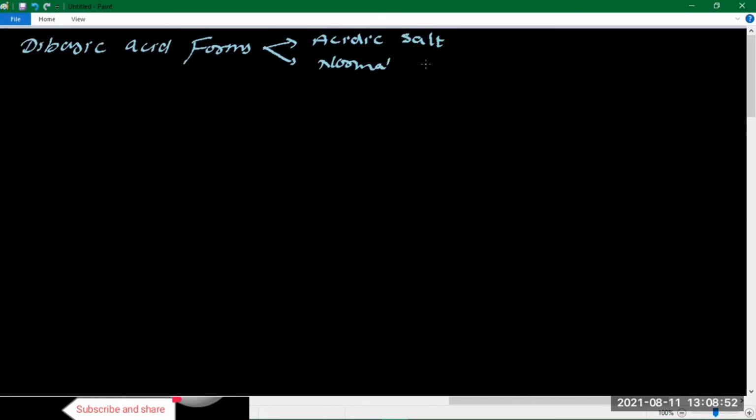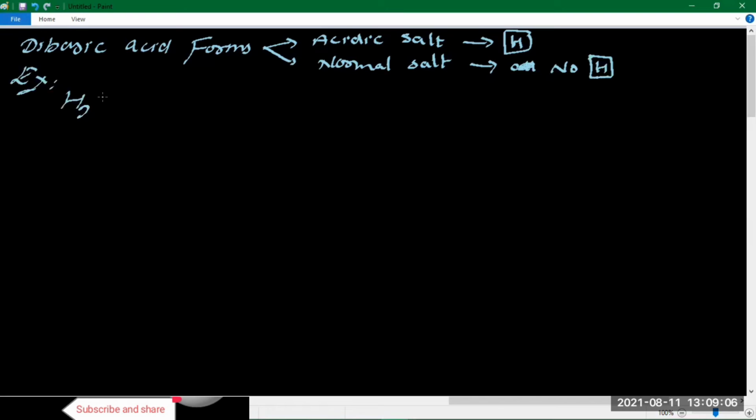Let us start with the example of a dibasic acid, sulfuric acid, and how it produces salts. So dibasic acids form 2 different salts. Which are those salts? Acidic salt and normal salt. Acidic salt contains hydrogen, whereas in normal salt all hydrogens are replaced. There is no hydrogen in normal salt. Let us study with an example now.